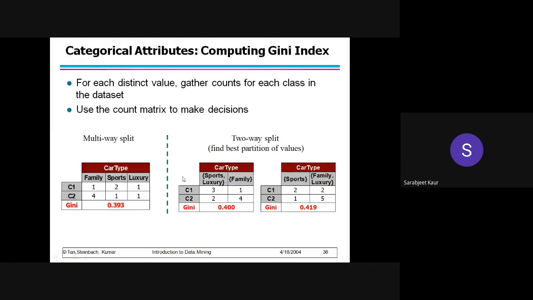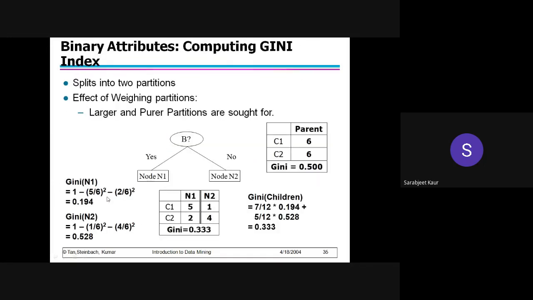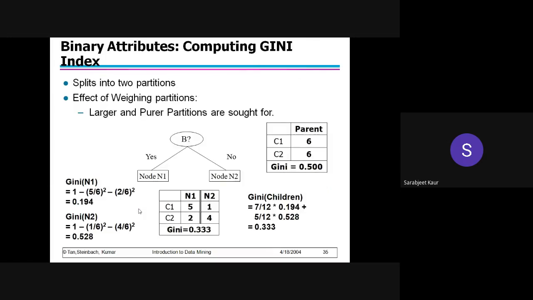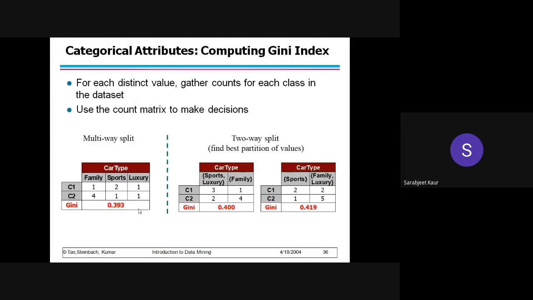So the idea is simple. Here we are computing for each class. We will again count the number of instances for each value in a class, and then we will compute the Gini. So it's the same thing actually, only that here there are only two classes. Here it will increase, right?